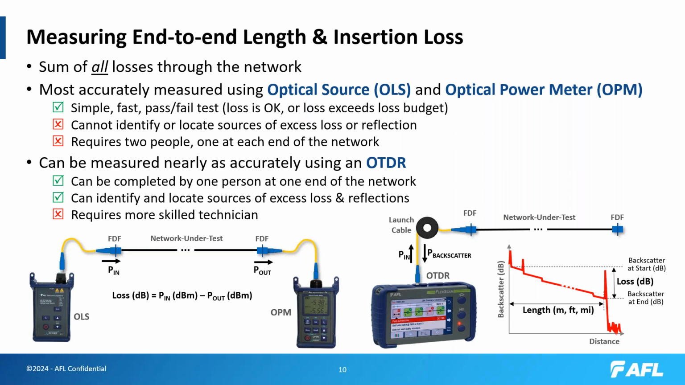A significant advantage of the OTDR is that the testing can be completed by one person with access to just one end of the network. Additionally, the OTDR can identify and locate the sources of excess loss and reflections because it gives you a trace of the fiber. There are spikes that show up where you have reflections. There's a drop in the backscatter level where you have splices or macrobends. However, an OTDR is a more complicated instrument than a simple light source and power meter, so it requires a more skilled technician.